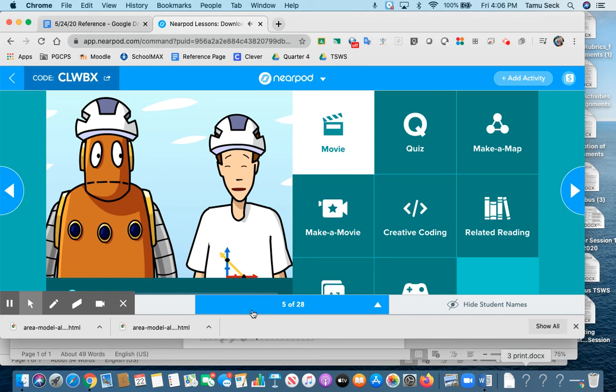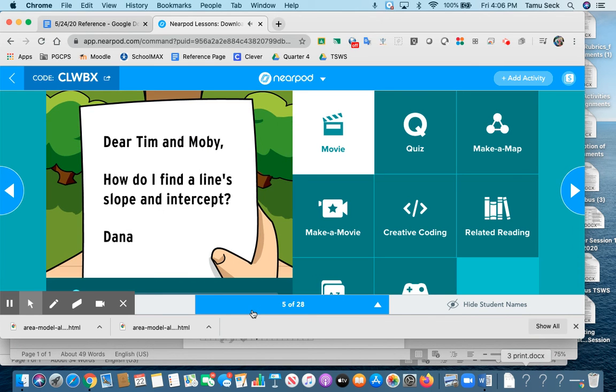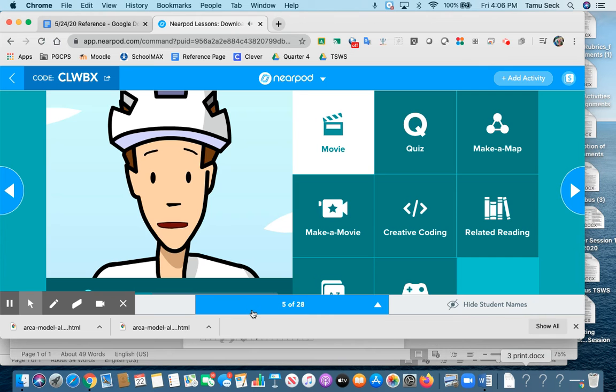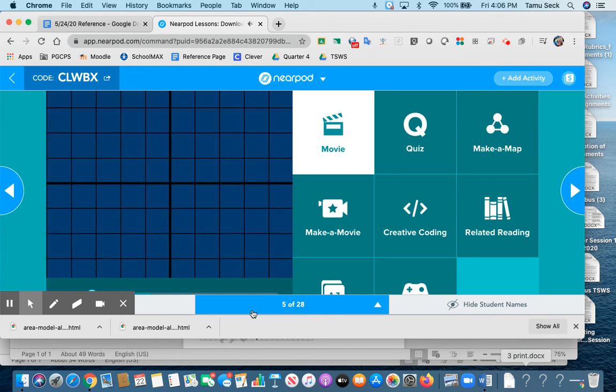Oh, this seems like a good time for a letter. Dear Tim and Moby, how do I find a line's slope and intercept? From Dana. Let's start with slope. The slope of a line is another word for its steepness. This ramp, for example, is really steep. In math, slope is just a measure of how something changes vertically, or up and down, compared to how much it changes horizontally, or left and right.